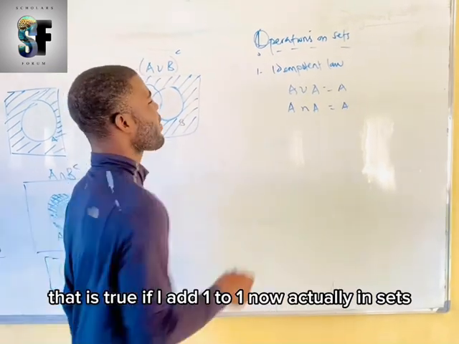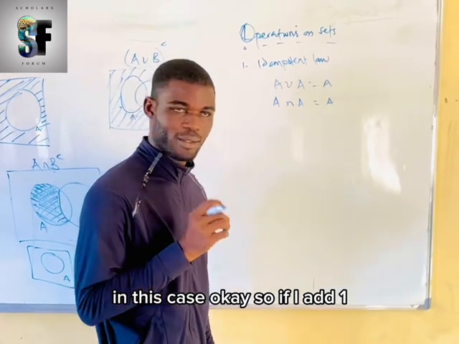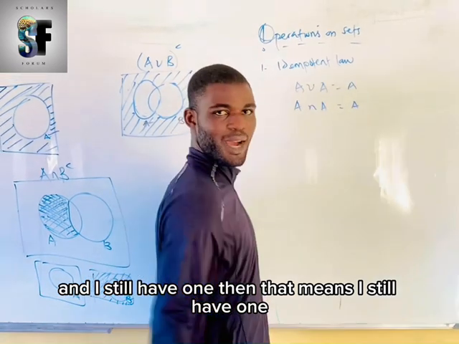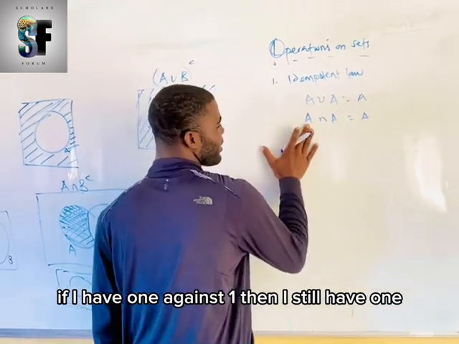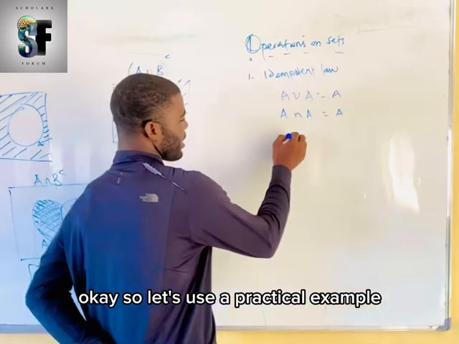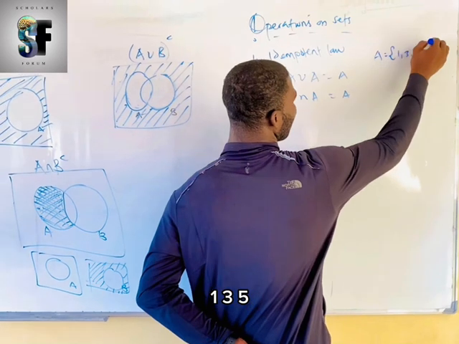That is true. If I add 1 to 1, now actually in sets, in this case, if I add 1 and I still have 1, then that means I still have 1. If I have 1 against 1, then I still have 1. So let's use a practical example. Let's use this set: 1, 3, 5.